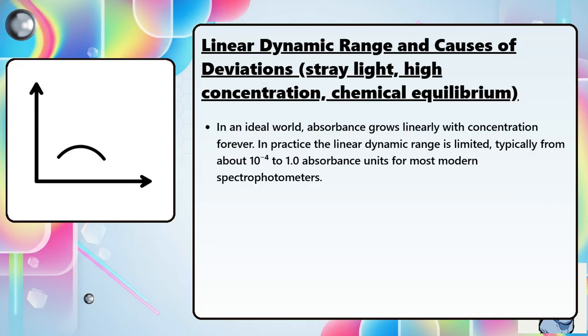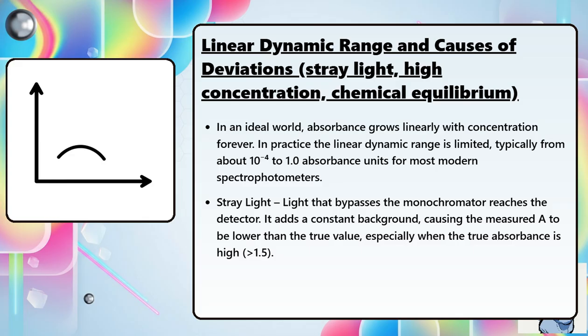In an ideal world, absorbance grows linearly with concentration forever. In practice, the linear dynamic range is limited, typically from about 10 to the minus 4 to 1.0 absorbance units for most modern spectrophotometers. Stray light that bypasses the monochromator reaches the detector. It adds a constant background, causing the measured absorbance to be lower than the true value, especially when the true absorbance is high, greater than 1.5.